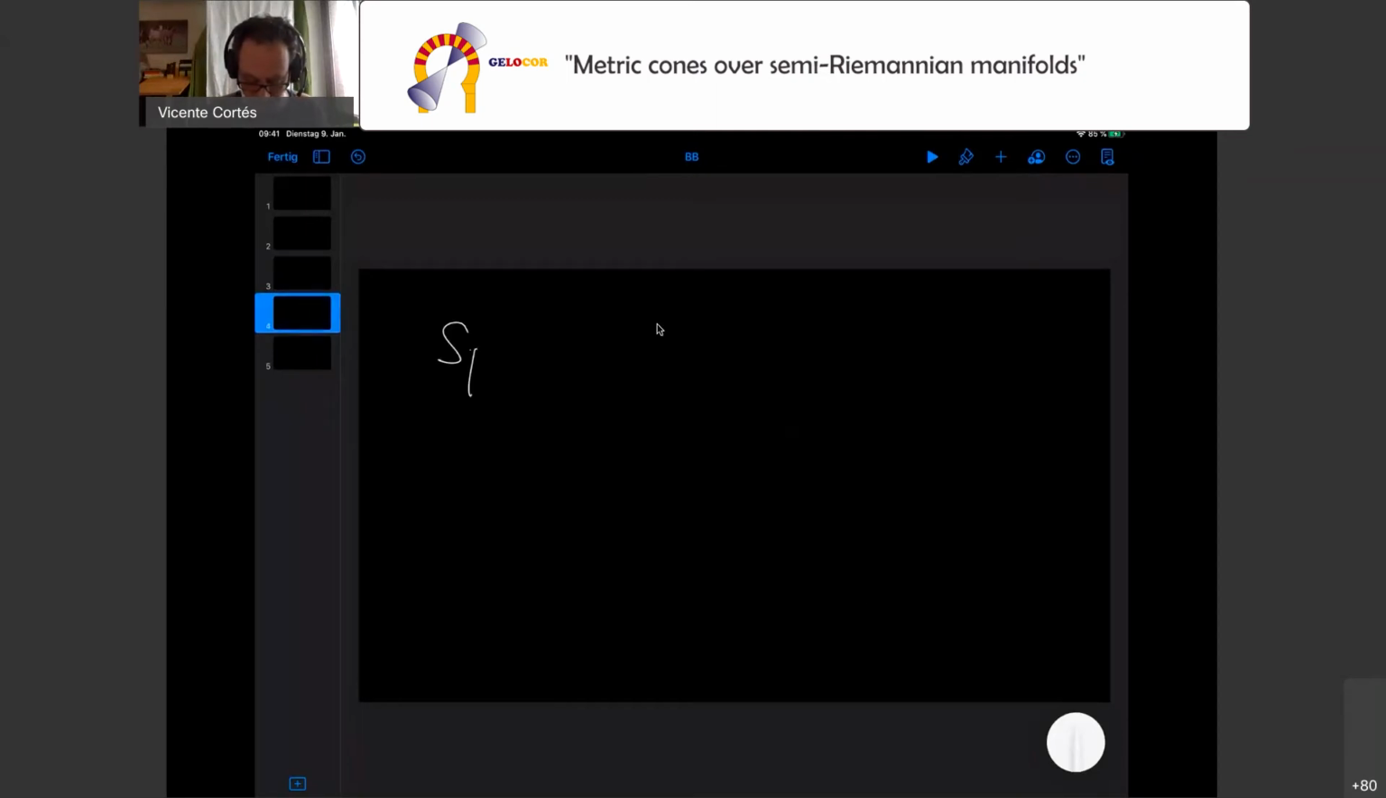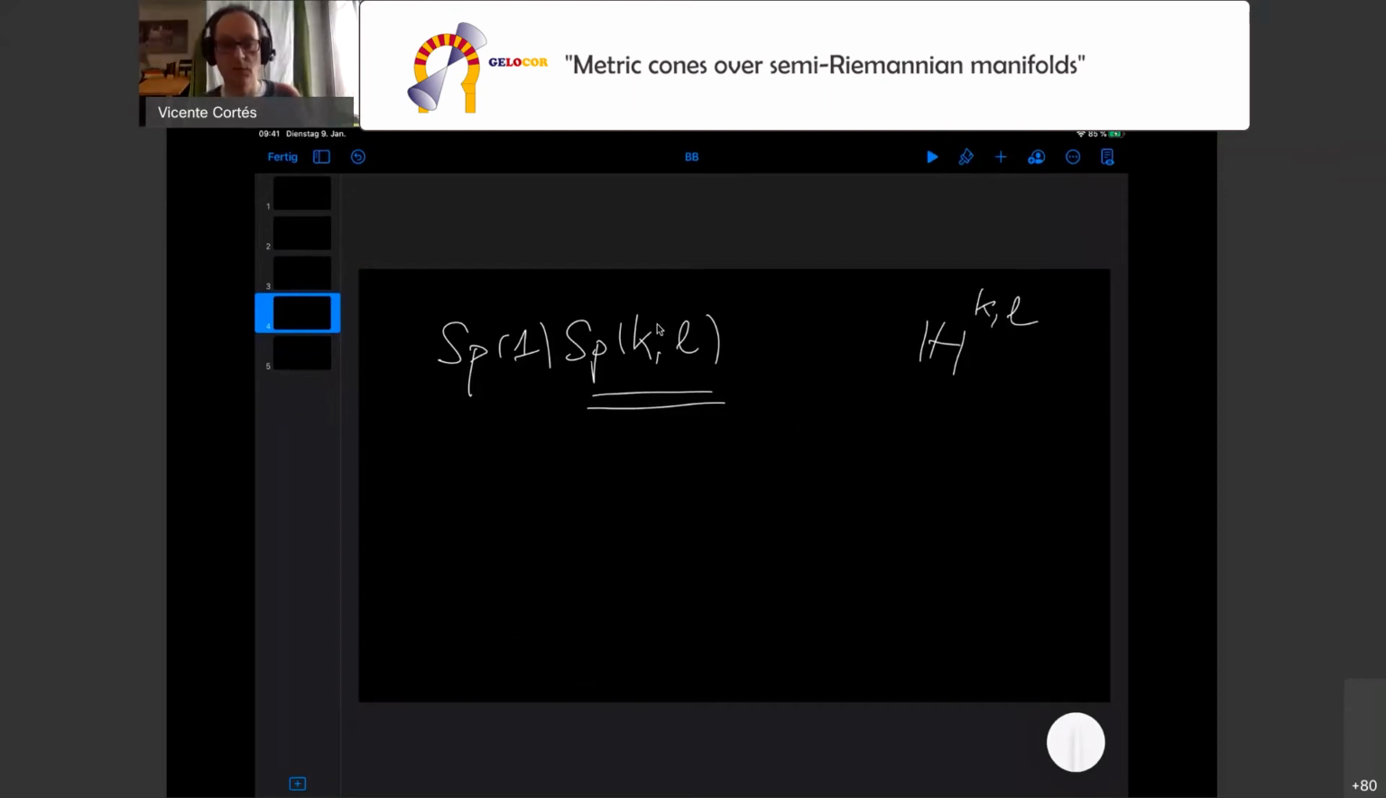And so you obtain, for instance, these groups Sp(1) times Sp(k,l), where this (k,l) indicates that on H^n you have chosen some indefinite Hermitian metric. So you could indicate this in this form. And this is a perfectly good irreducible holonomy group of semi-Riemannian manifolds, so it can occur, but it cannot occur for cones. The reason is that this kind of holonomy implies the Einstein equations with non-zero scalar curvature. But as I said, the cone can only be Einstein if it's Ricci flat. So this means that these groups do not appear.